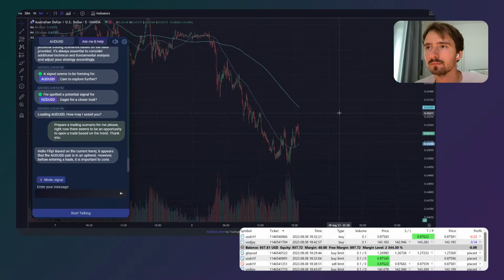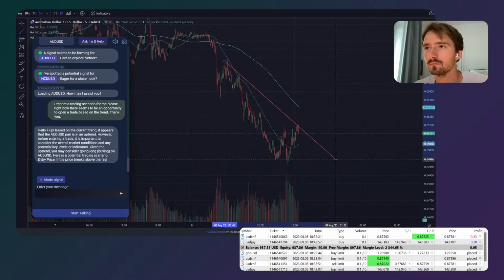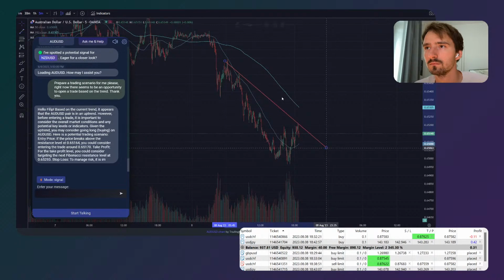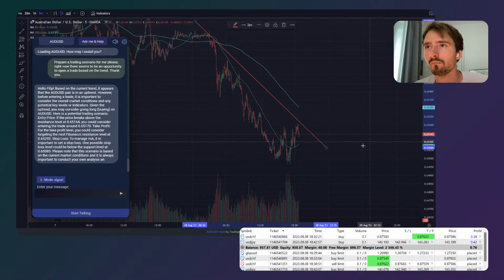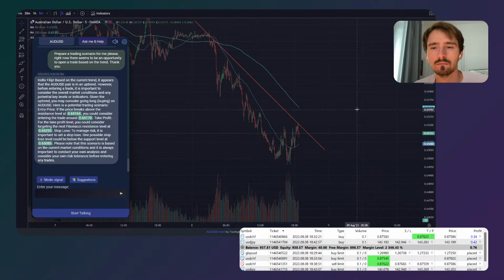Hello, Philip. Based on the current trend, it appears that the AUD-USD pair is in an uptrend. However, before entering a trade, it is important to consider the overall market conditions and any potential key levels or indicators. Given the uptrend, you may consider going long, buying, on AUD-USD. Here is a potential trading scenario. Entry price. If the price breaks above the resistance level at 0.65164, you could consider entering the trade around 0.65170. Take profit. For the take profit level, you could consider targeting the next.